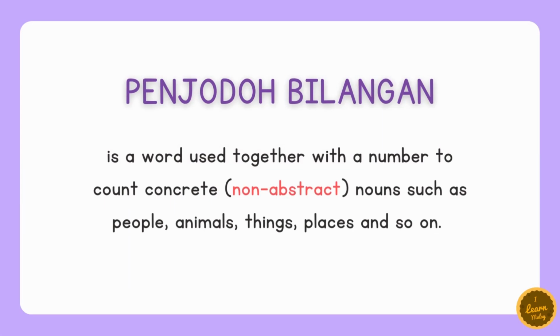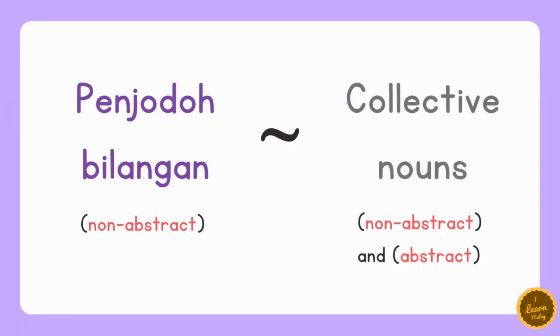Penjodoh bilangan in a simple term is a classifier of nouns, and its broader meaning in Malay is a word used together with a number to count concrete or non-abstract nouns such as people, animals, things, places, and so on. It is similar to collective nouns in English, but the difference is in Malay, penjodoh bilangan is used only with non-abstract nouns.